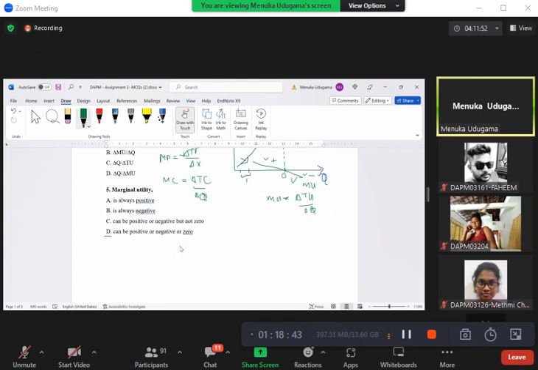So, and there will be questions from market structures. For example, what type of a market will have the highest market power, right? So that would be monopoly. Or what type of market will have the highest number of sellers? That would be what? The perfectly competitive market. Yeah, so that type of questions we can expect for the exam.